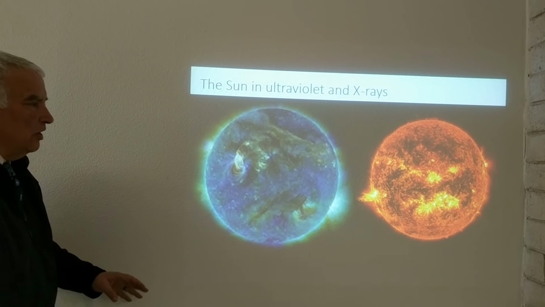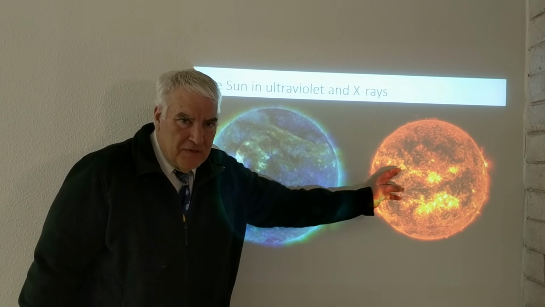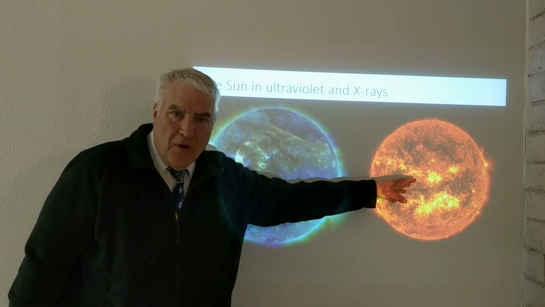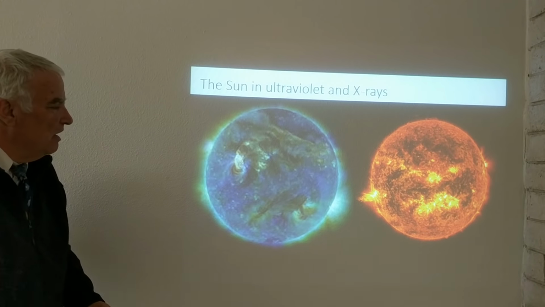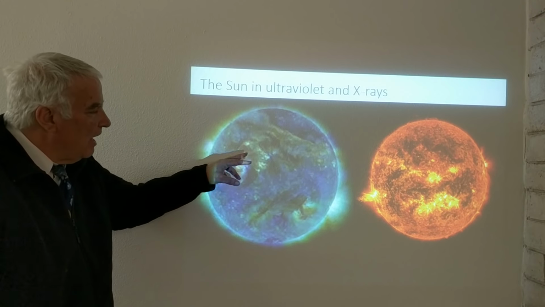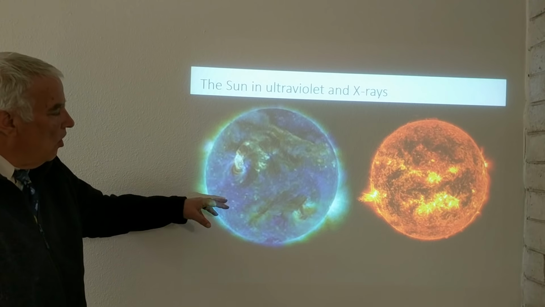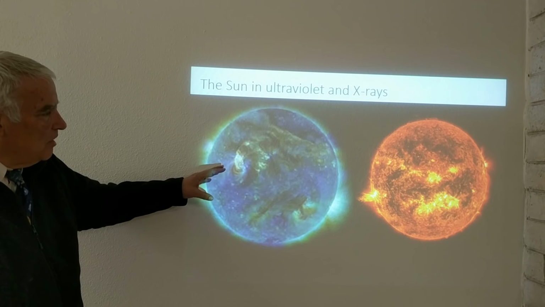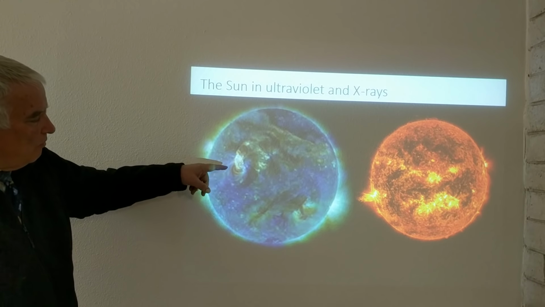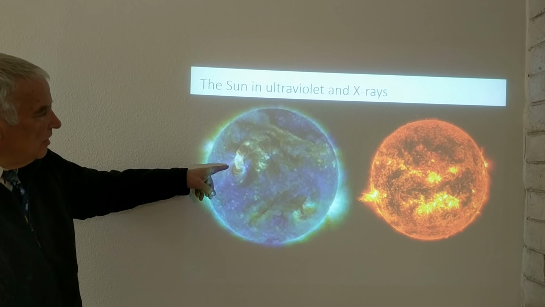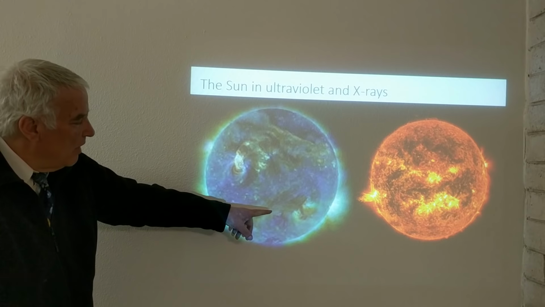And this would be during an active period. When the sun has a lot of spots on the photosphere, it also has a lot of X-ray activity. The same is true for ultraviolet. Now, both of these are taken by different telescopes that are in space that can measure light at those wavelengths.